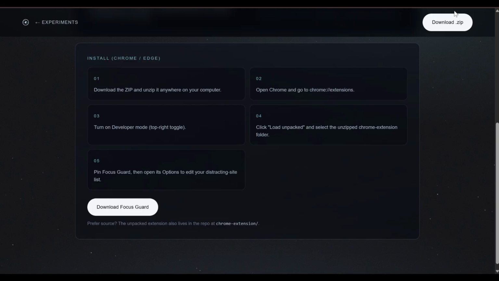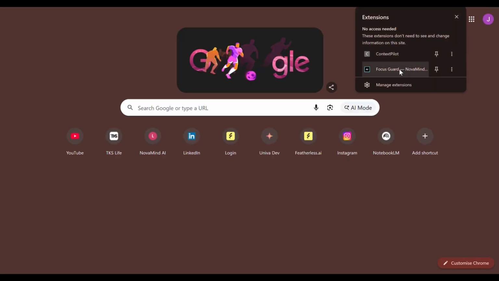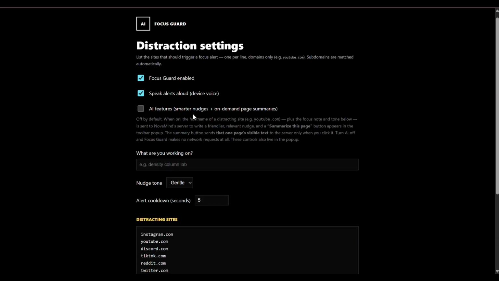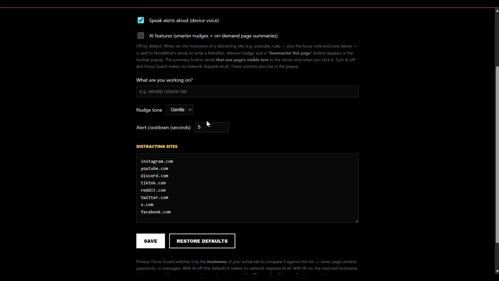I already have the extension here. I've downloaded it, so let's see how this works. Right now the guard, watching the active tab, is not enabled, so I'm going to enable this. If I go to edit distracting sites, you can actually edit them. The alert cooldown is how often an alert fires. Every 5 seconds when I'm on a distracting site, it's going to fire an alert.